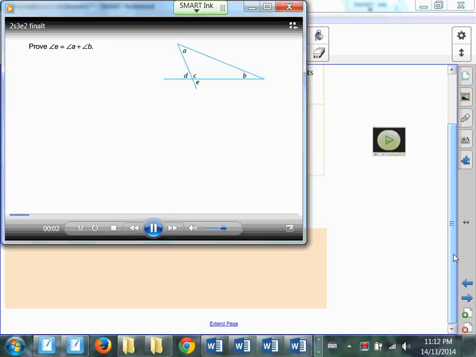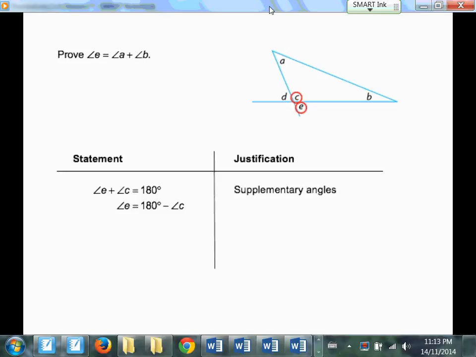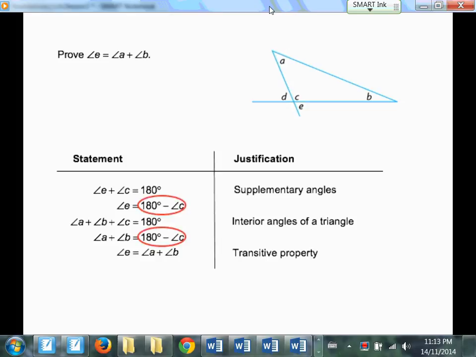I needed to prove that angle E is equal to angle A plus angle B. Angle E and angle C are supplementary angles, so the sum of their measures is 180 degrees. The sum of the measures of the interior angles of any triangle is 180 degrees. Angle A plus angle B is equal to 180 degrees minus angle C. Angle E is also equal to 180 degrees minus angle C. Therefore, angle A plus angle B is equal to angle E.